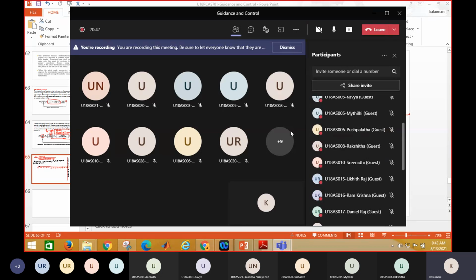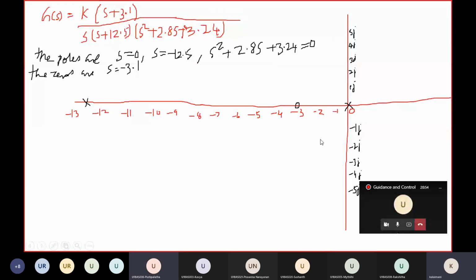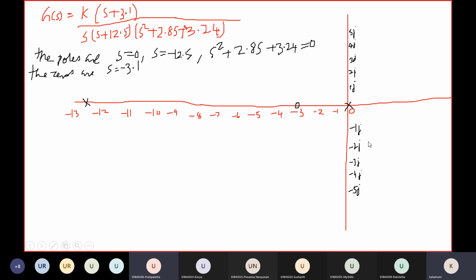Sir, what is the value of roots? Sir, is it minus 1.4 and plus 1.13? Plus or minus, it is a complex conjugate root. Yes, sir. What is your real part? Minus 1.4, minus 1.4 plus or minus 1.13 j. Yes sir, imaginary part.